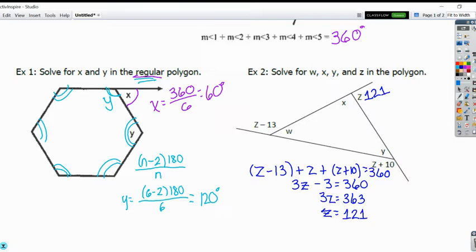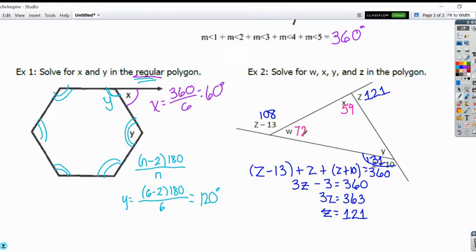Use this, let's plug into some other ones. So z minus 13, 121 minus 13 puts us at a measurement of 108. And the z plus 10, so 121 plus 10 would give us 131 for that angle. Using these, now let's find the linear pairs for each interior angle. My x plus my z has to have a 180 total, so that's going to require an extra 59 degrees at angle x.